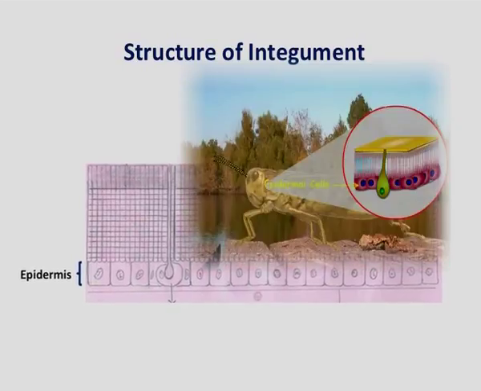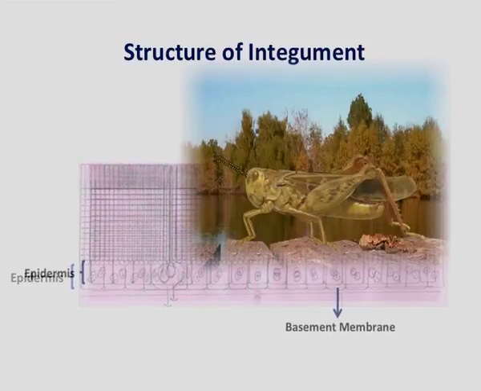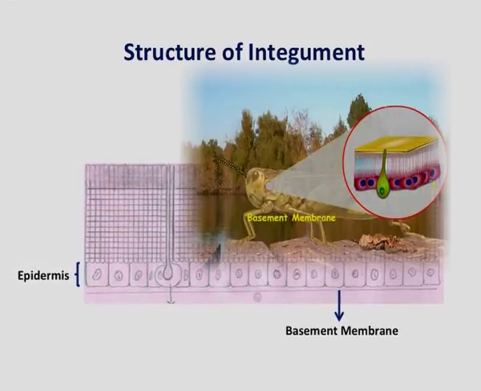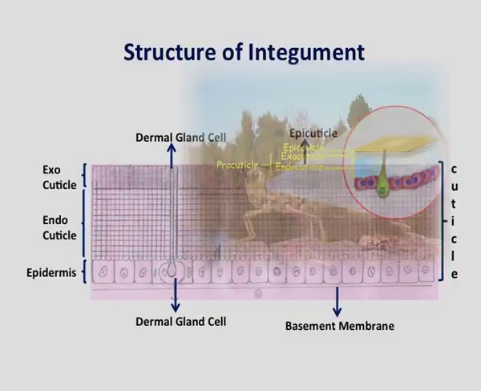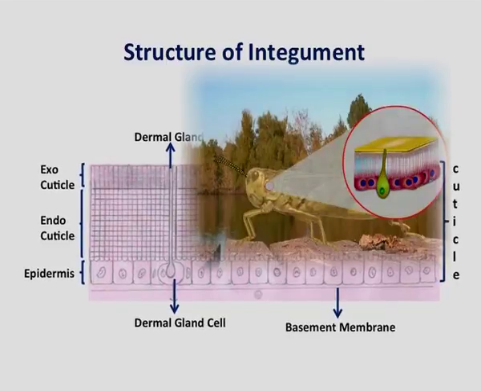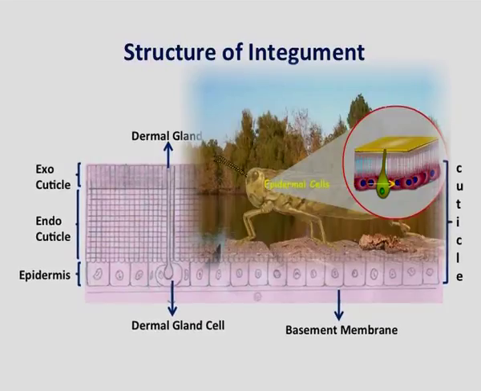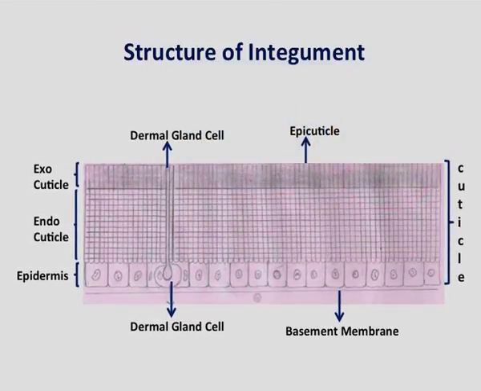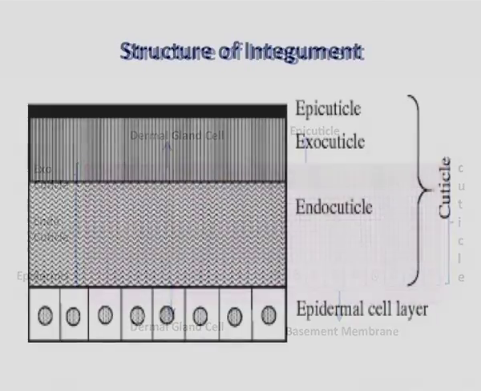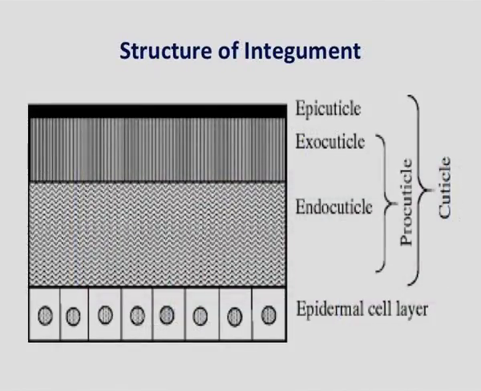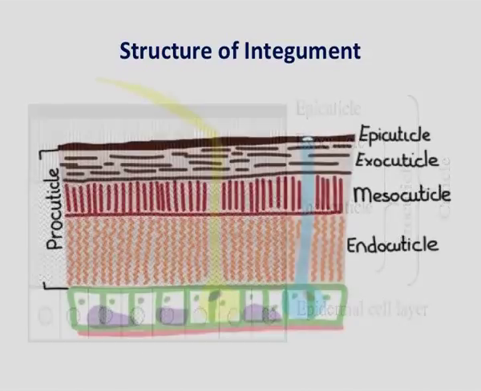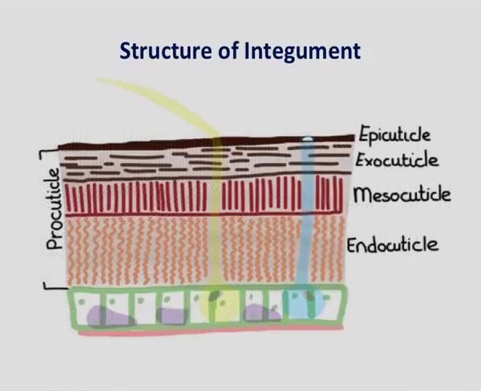It can be divided into three basic parts: the cellular epidermis, the non-cellular basement membrane, and the cuticle. Generally the basement membrane is the underlying layer, above it the epidermis is present, and the cuticle is the outer layer. Now we will see one by one what the cuticle, the epidermis and the basement membrane are, what the structure of these three is and what functions they have.